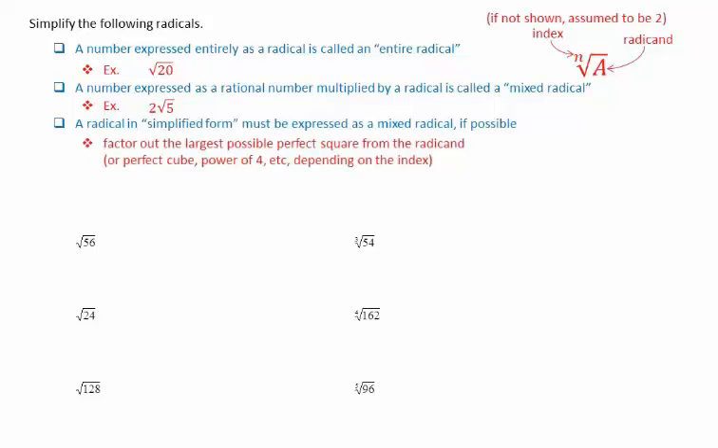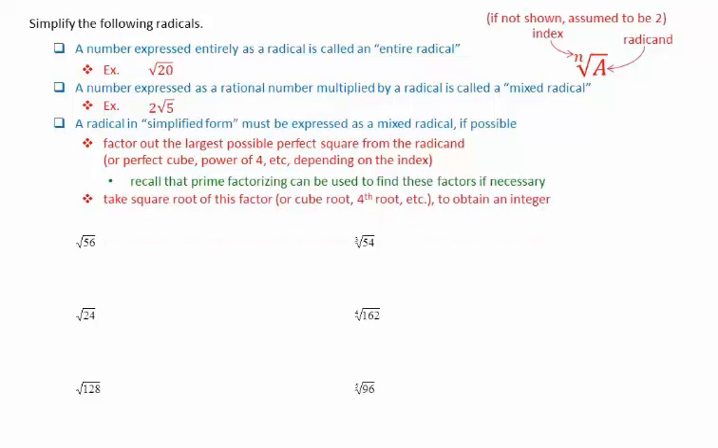To do this, we factor out the largest possible perfect square from the radicand, or perfect cube, or power of 4, etc., depending on the index. Recall that prime factorizing can be used to find these factors if necessary. We take the square root of this factor, or cube root, or fourth root, etc., to obtain an integer. The other factor is simply left inside the radical.